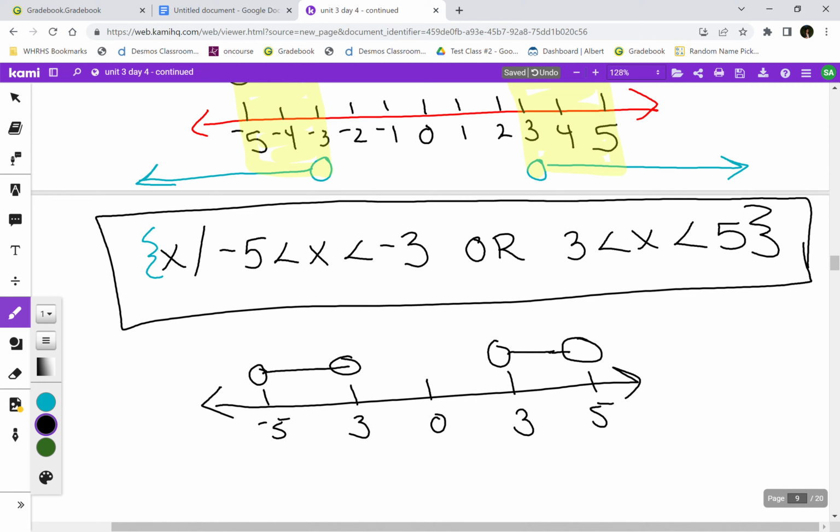All right, we are done for today. You do have homework. It is in the textbook. I will post it on Classroom. It's going to be a combination of what we did yesterday and what we did today. On the syllabus, it's just the day 4 homework.